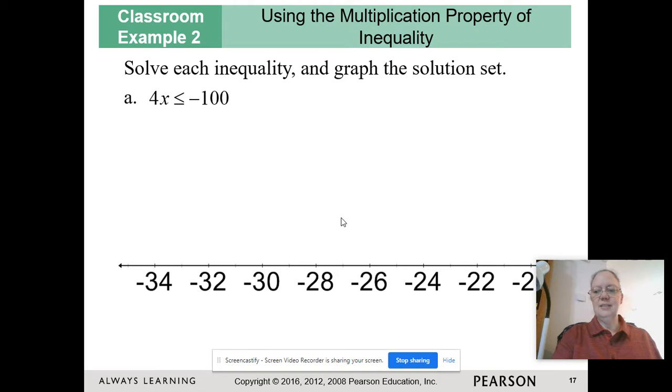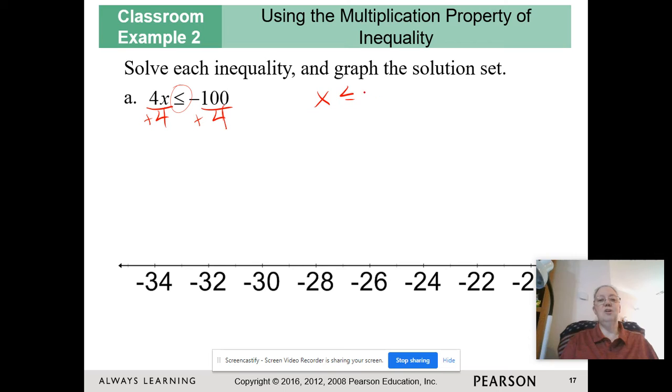So in the last video, I mentioned that if you multiply or divide by a positive number, you do not have to reverse the symbol. But if you multiply or divide by a negative number, that's when you have to reverse the symbol. So right here, I want to solve for x, which means I have to divide by 4. Because the number I'm dividing by is a positive, I'm going to keep that as less than or equal to. So this becomes x is less than or equal to negative 25. It does not matter that the 100 is negative. It only matters if the number we're dividing by is positive or negative.